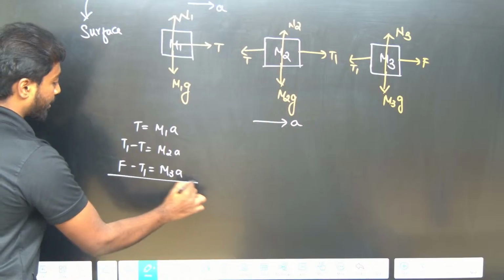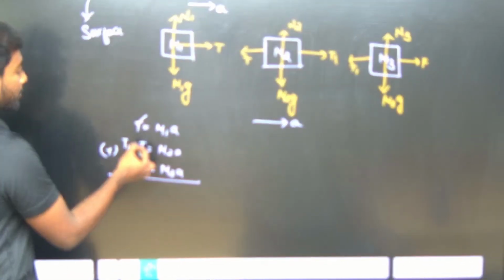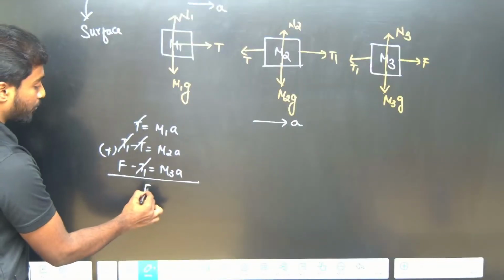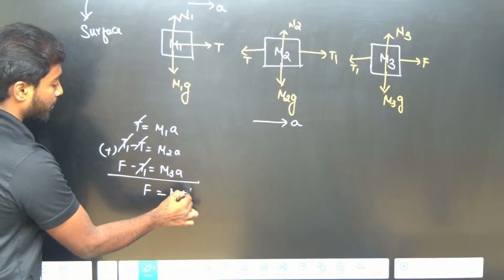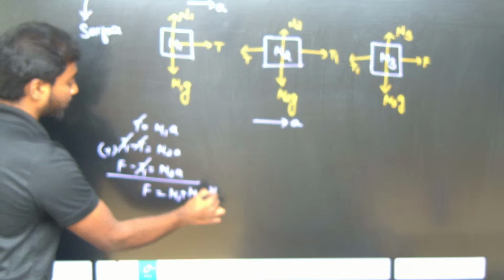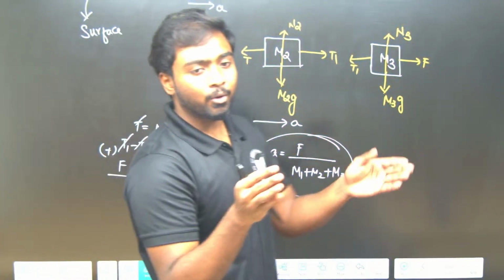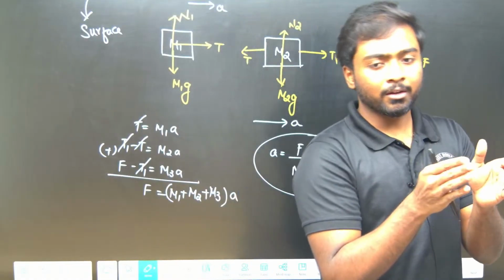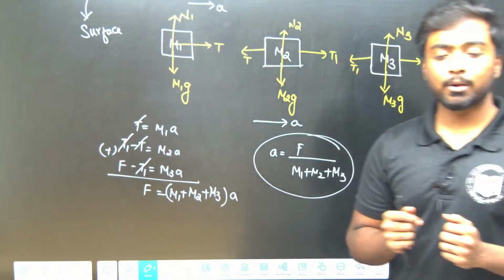When I add these equations, T1 minus T1 will get cancelled off. F will be equal to M1 plus M2 plus M3 of A. So A will be equal to F divided by M1 plus M2 plus M3. So what can we understand over here? Yes, whenever the blocks are in contact, we have applied a normal force.